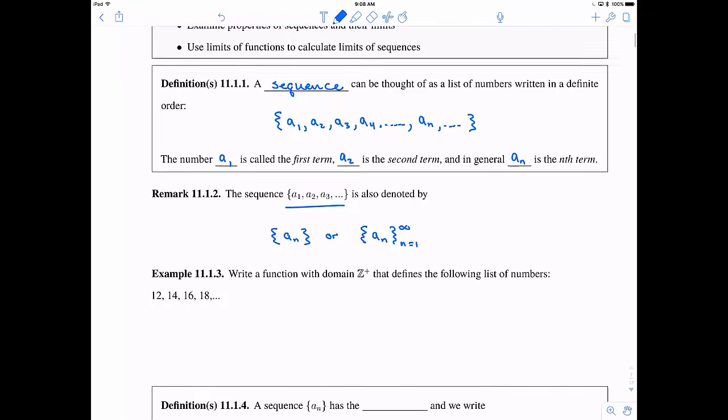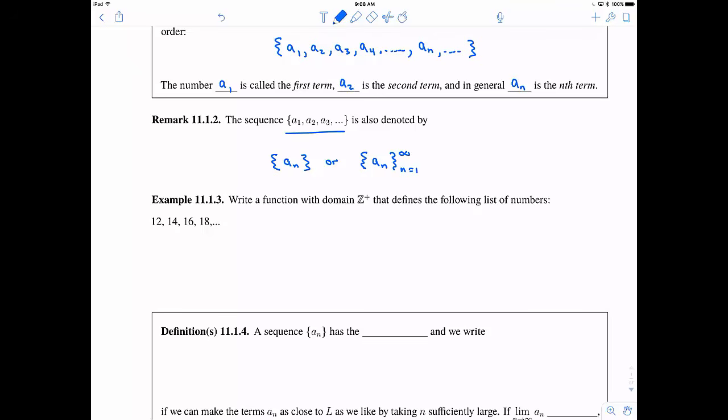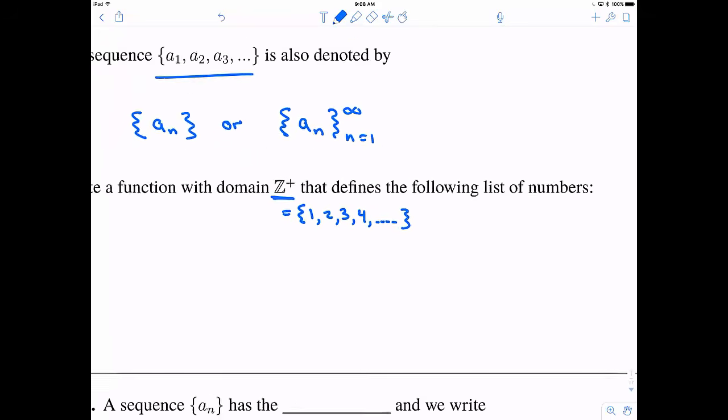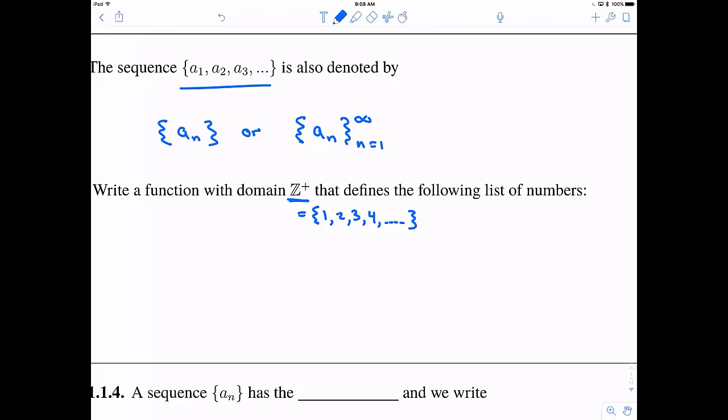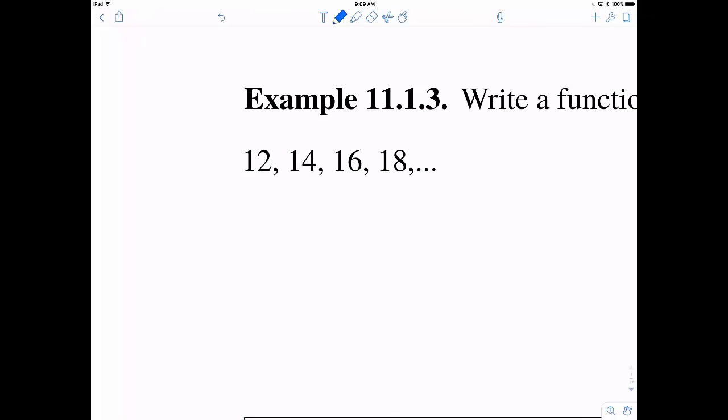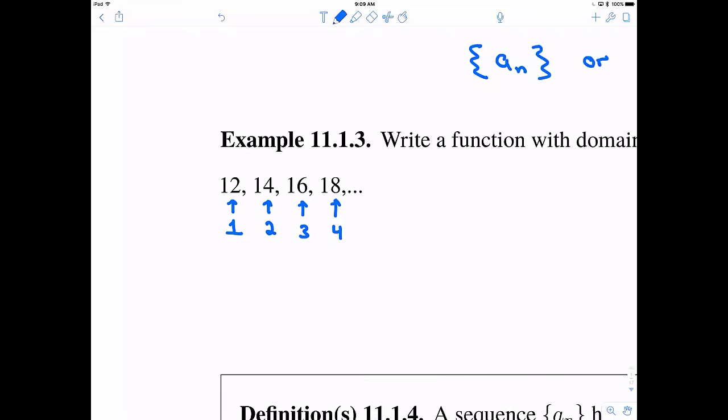All right, why don't we try an example here? I want to try to write a function with a domain of Z positive that defines the following list of numbers: 12, 14, 16, 18. So the first thing, what is this Z positive or Z plus? Well, this is just the positive integers, like 1, 2, 3, 4, and it keeps on going forever. Okay, so a function, here are the outputs. The idea is when I plug in 1, I would like to get out 12. If I plugged in 2, I'd like to get out 14. If I plugged in 3, I'd like to get out 16, and 4 to get 18, and so on.